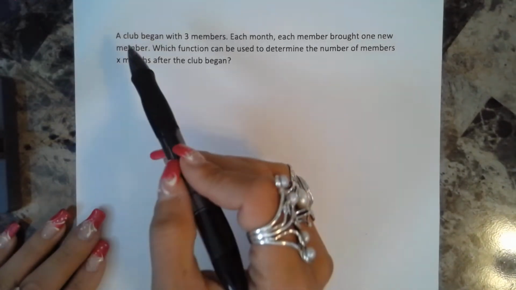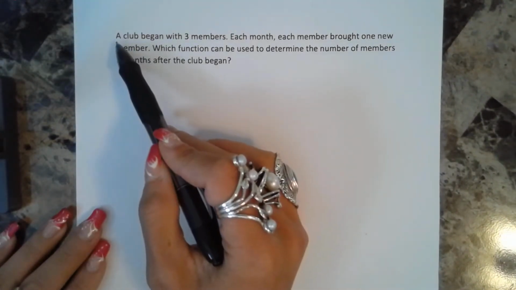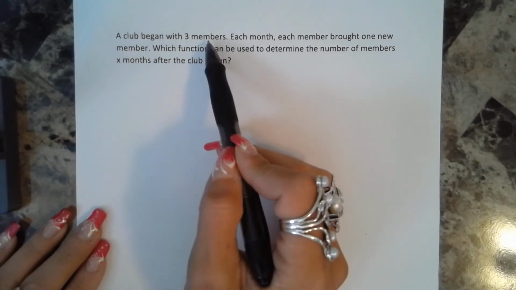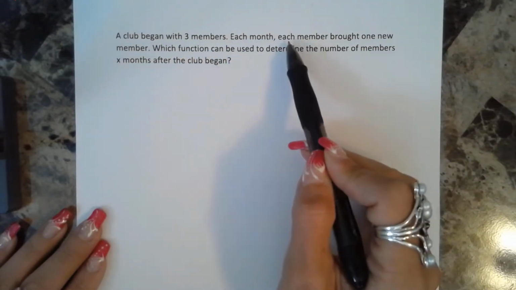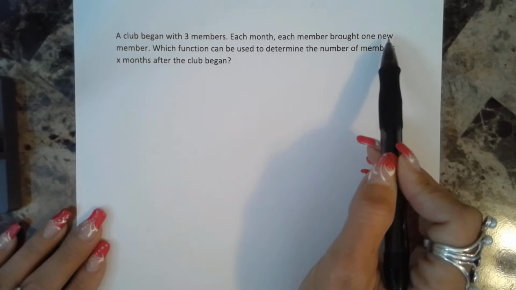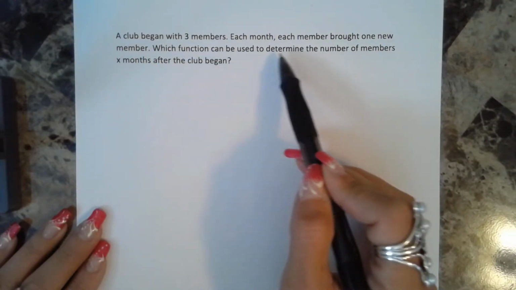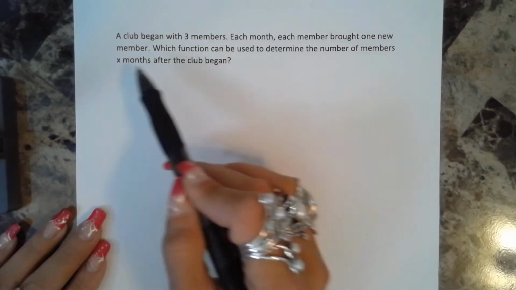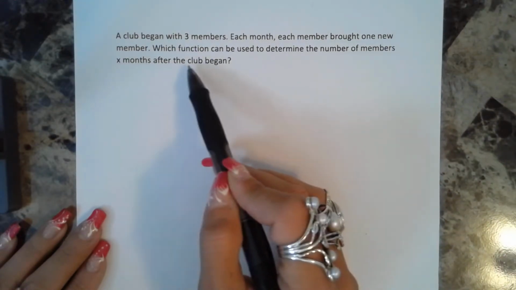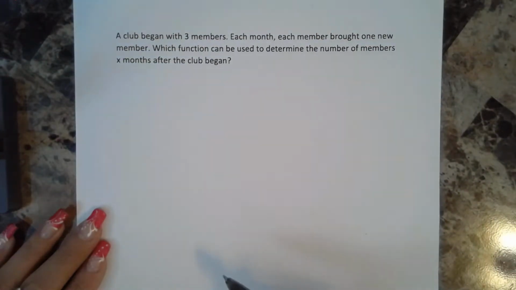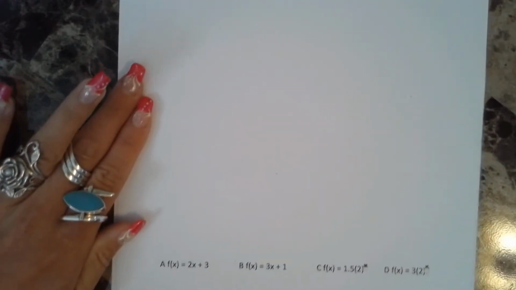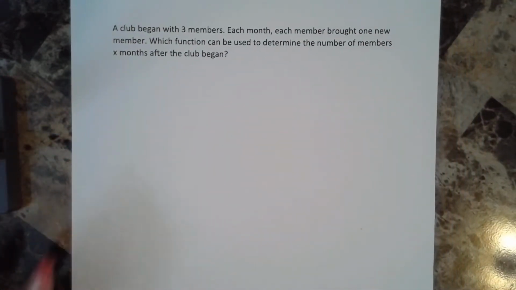I'll go ahead and start reading the question. A club began with 3 members. Each month, each member brought 1 new member. Which function can be used to determine the number of members X months after the club began? I have my answer choices down here, but we'll go ahead and work it out up here.